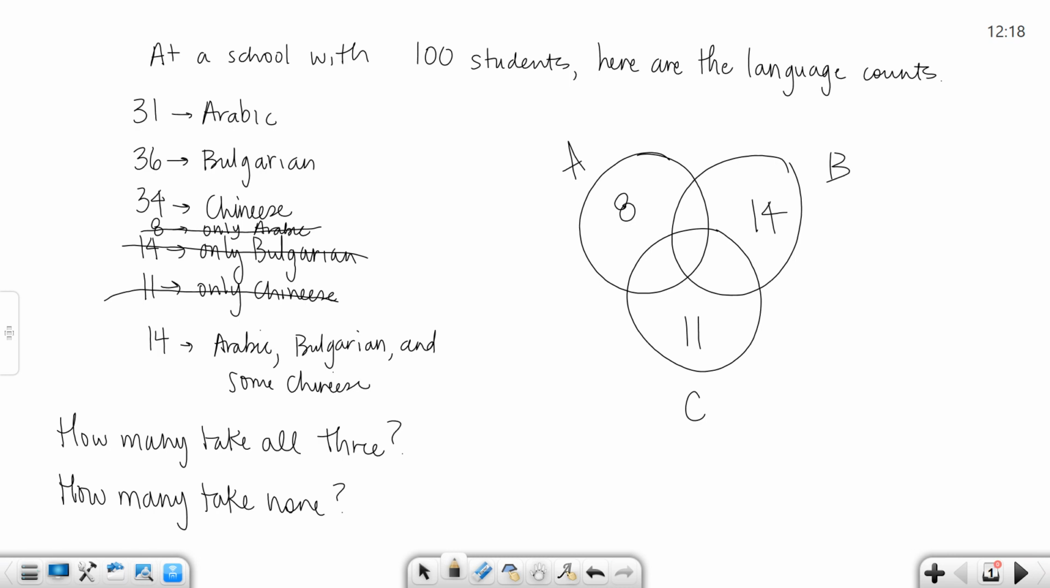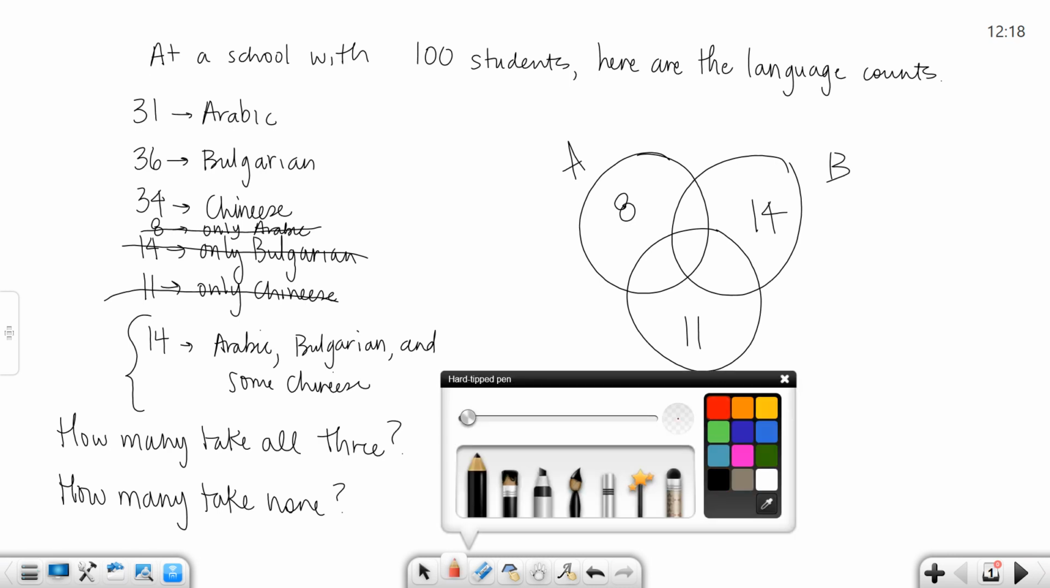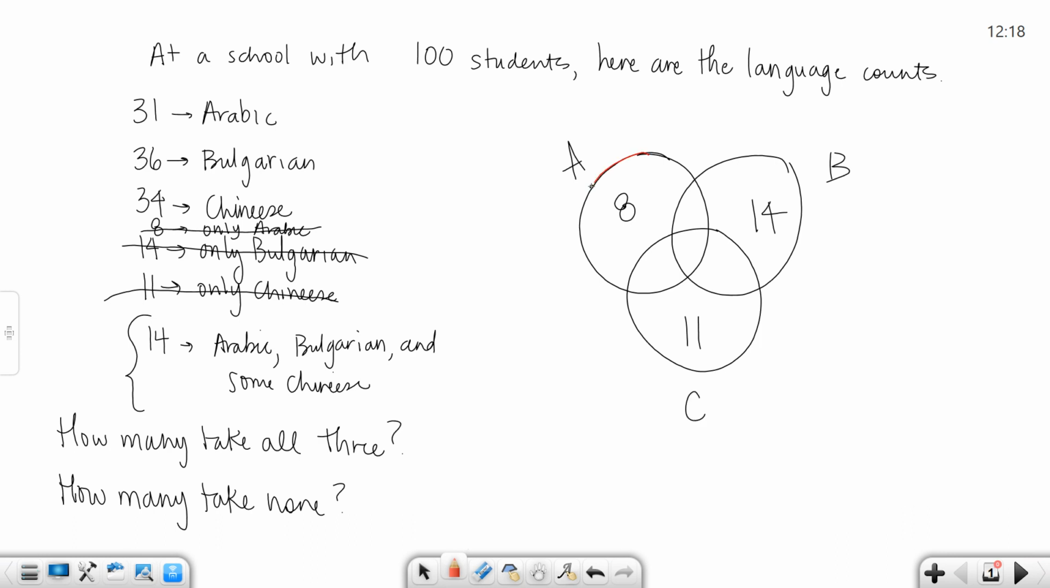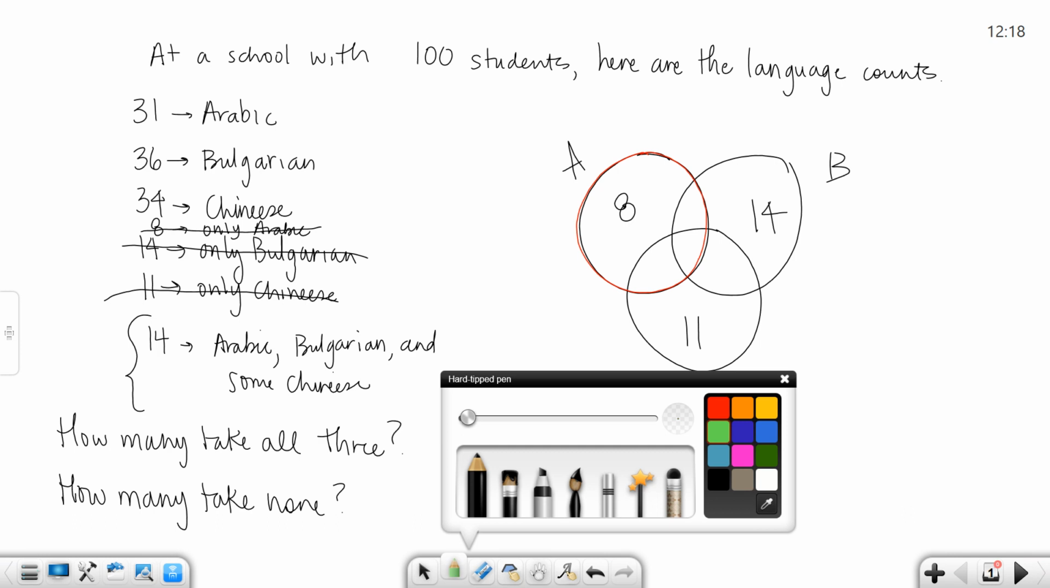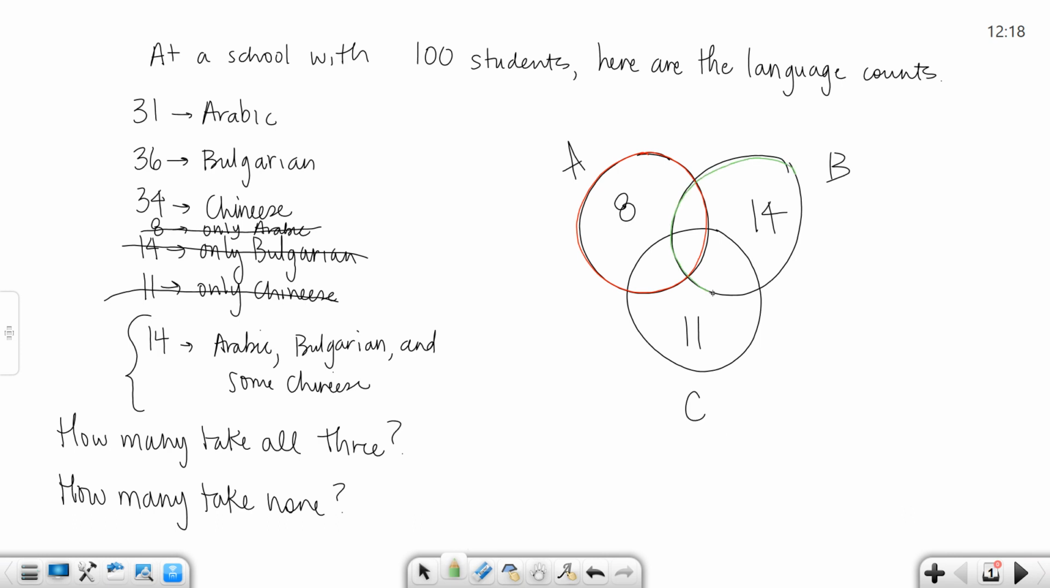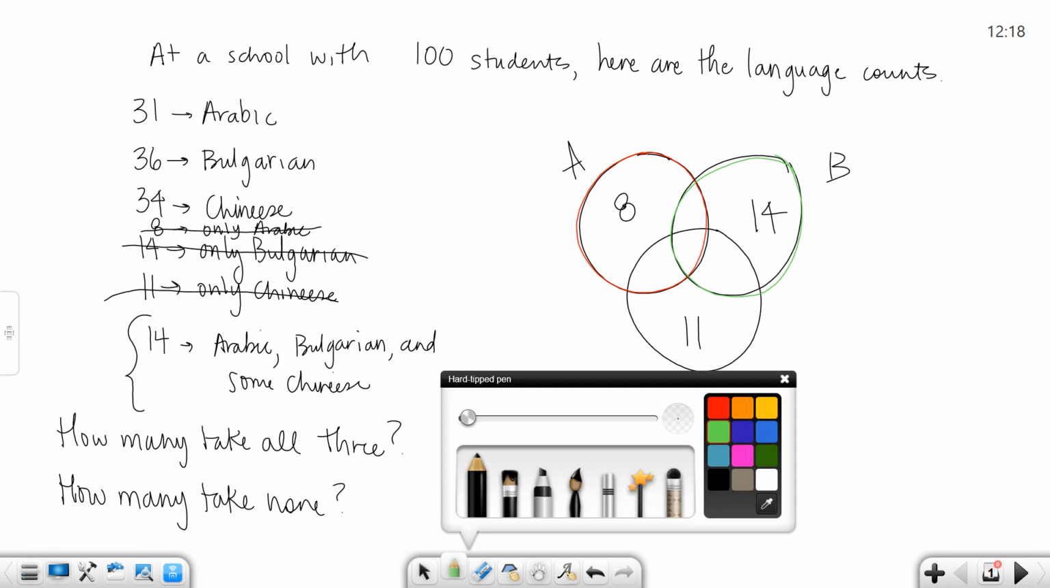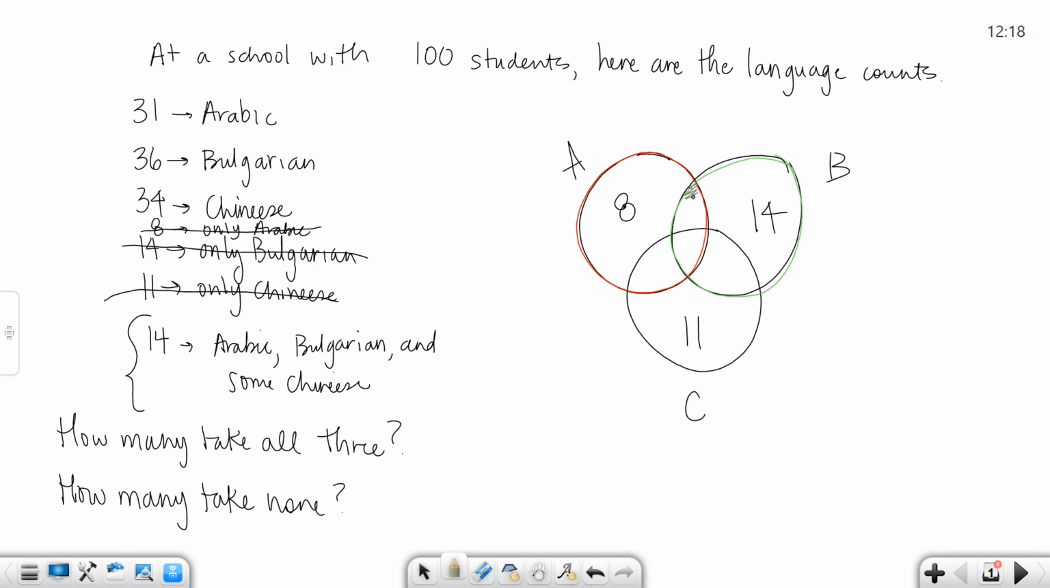Okay, now, I'm also going to go down to this part next. So this is my step 2. Arabic, Bulgarian, and some Chinese. Now, here is Arabic. And here is Bulgarian. Okay, so this one says Arabic, Bulgarian, and some Chinese. So this would be Arabic, Bulgarian, and some Chinese.